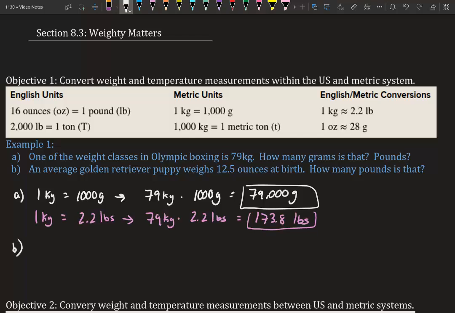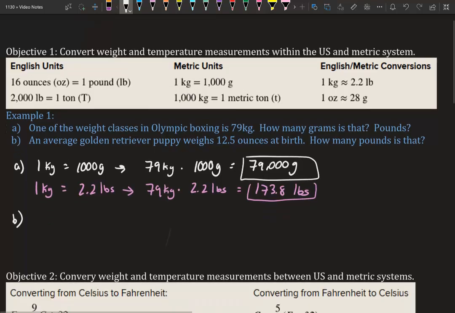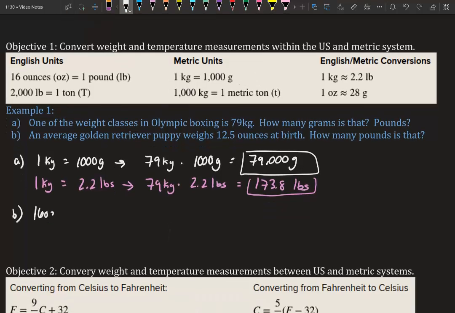So an average golden retriever is 12.5 ounces at birth. How many pounds is that? So we know ounces to pounds. 16 ounces is 1 pound. We're going to divide because 16 ounces is smaller than a pound. So if the puppy is 12.5 ounces divided by 16 ounces per pound, we get about 0.78 pounds.